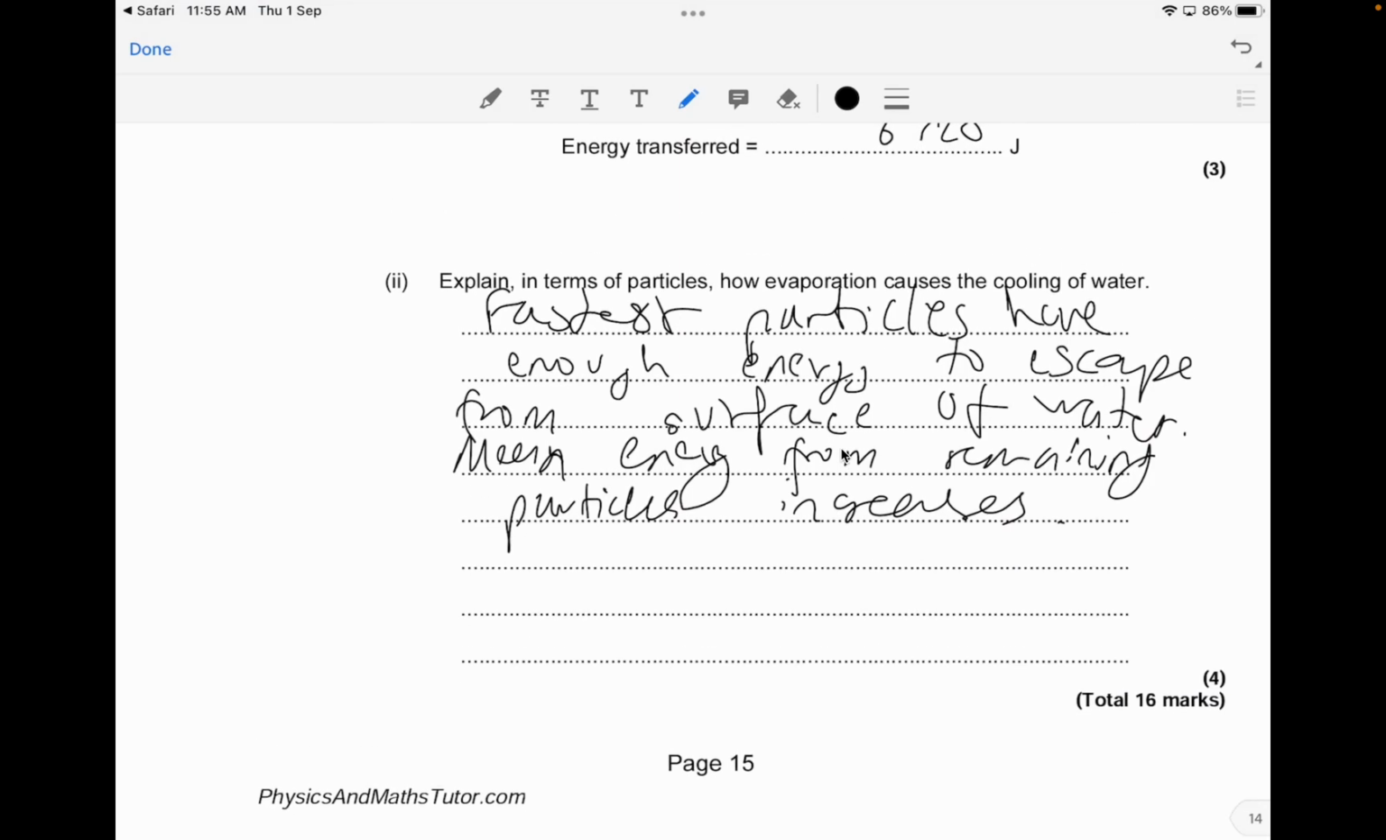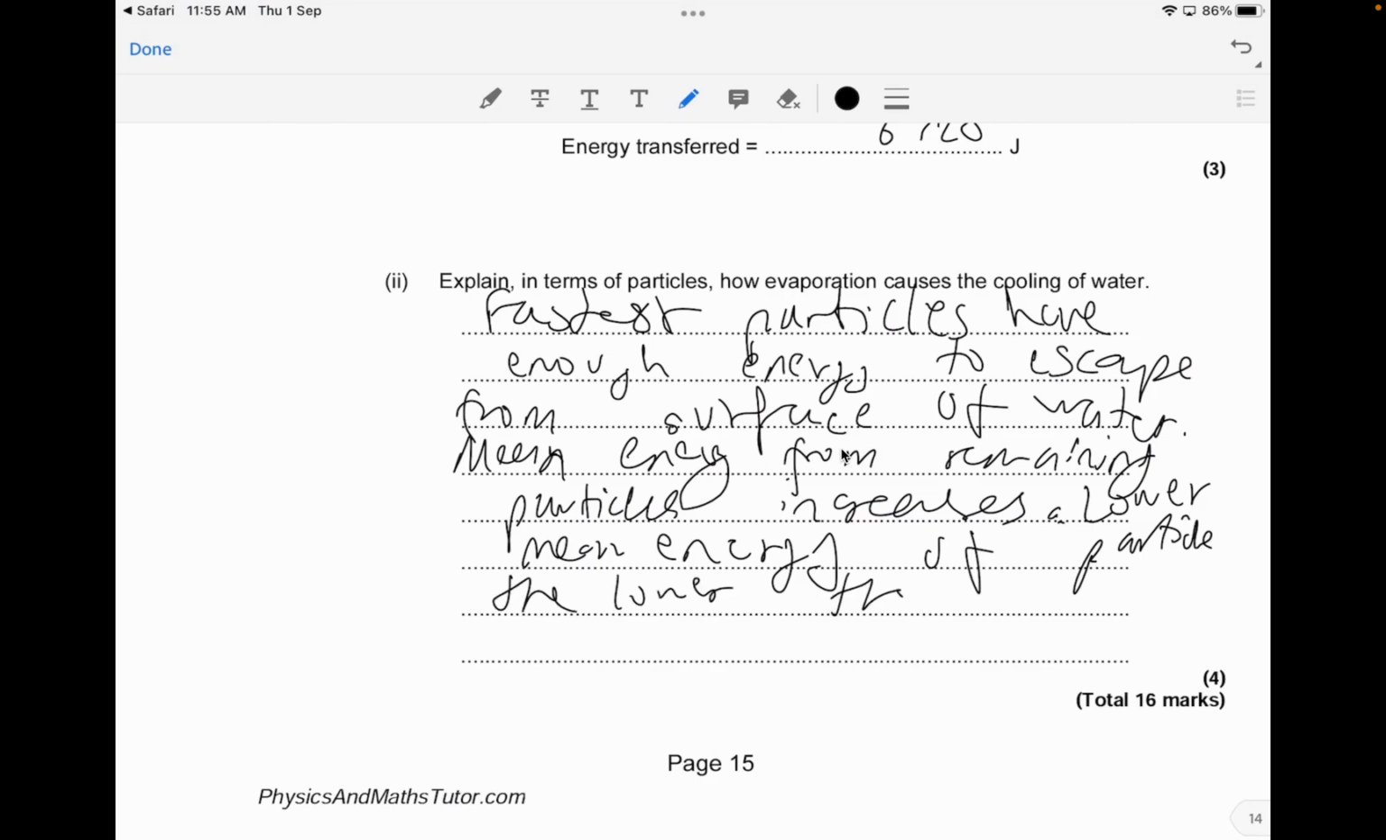And you can also mention one more point: there's a lower mean energy of particles, so the temperature of the water is lower.